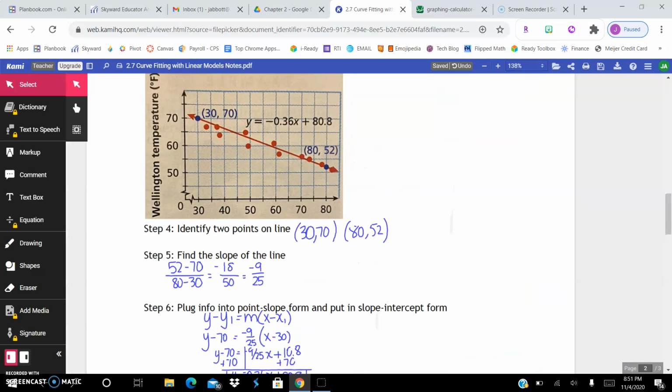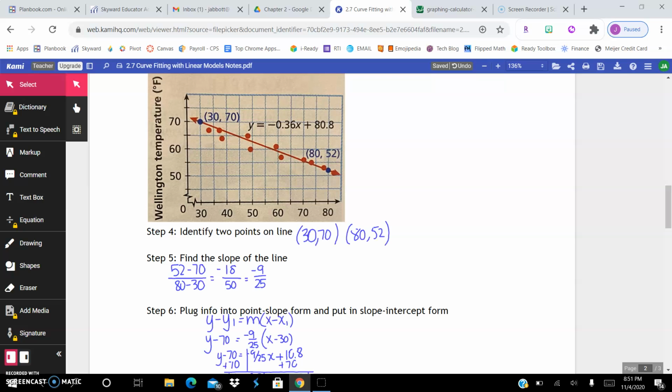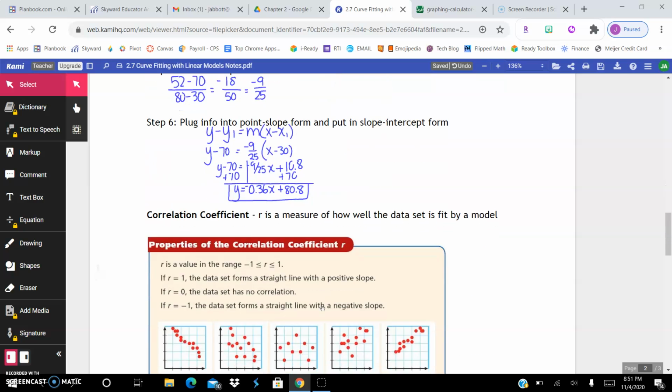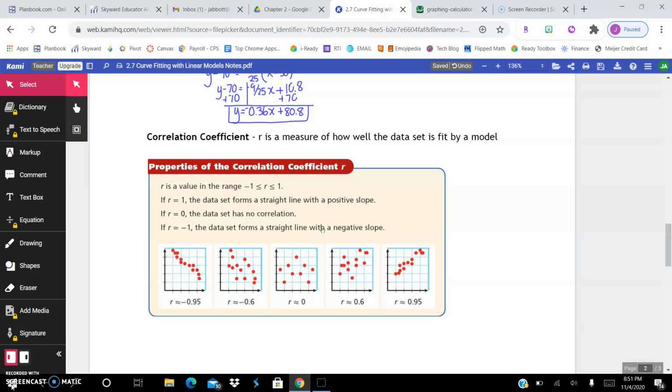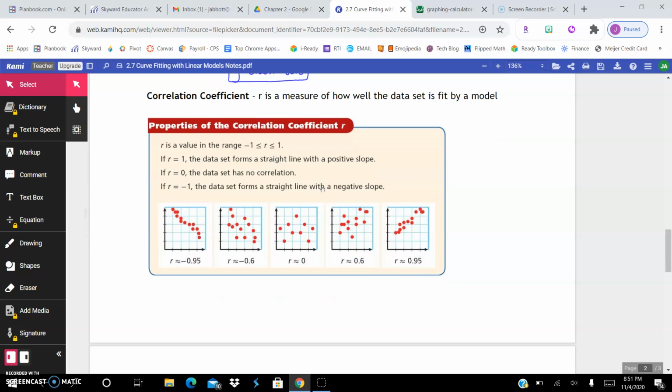And we can use that to predict other points that aren't given. It's not going to be an exact answer of what exactly is going to happen, but it's a good idea of what could happen. Next is correlation coefficient. That is the letter R, and it's a measure of how well the data set is fit by a model.